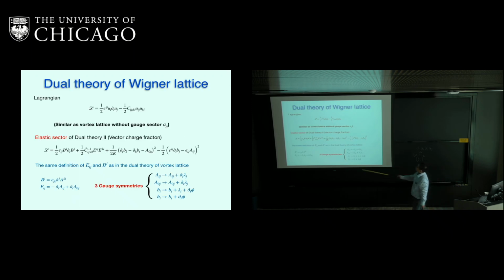So here is the Lagrangian of the Wigner lattice. It's the same as the vortex lattice without the gauge sector here. Then you do the dual theory, you do the Hubbard-Stratonovich, the same process, and you have a new theory. So it's mostly the same as the dual theory for the vortex lattice, except the sector for small a.